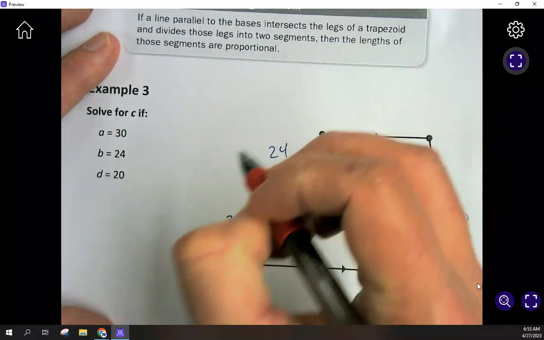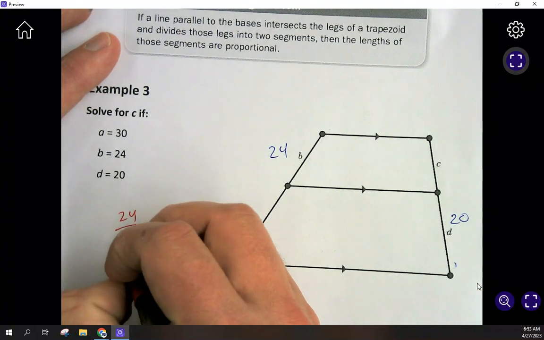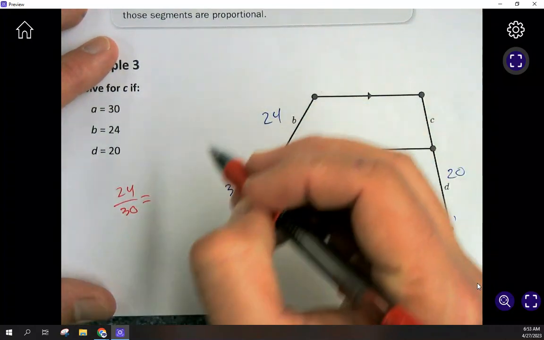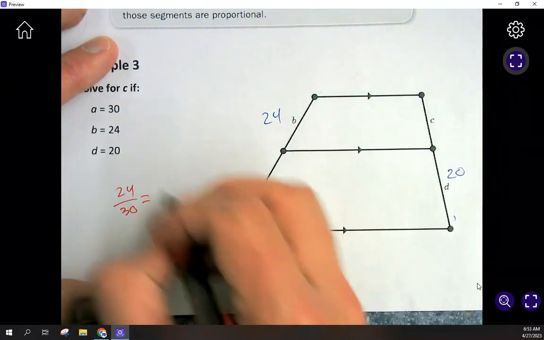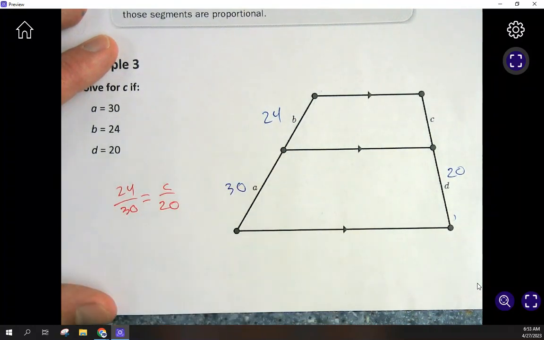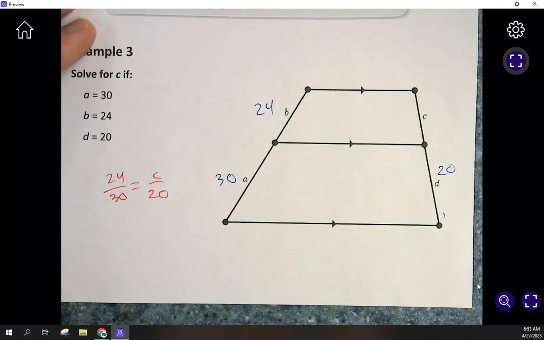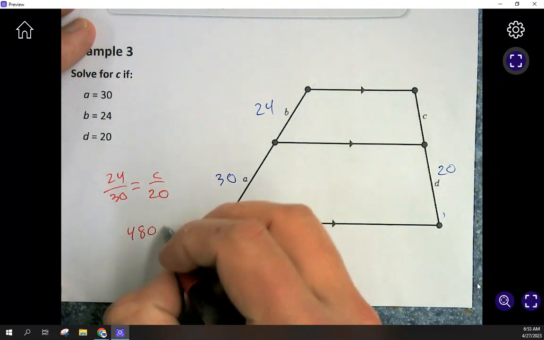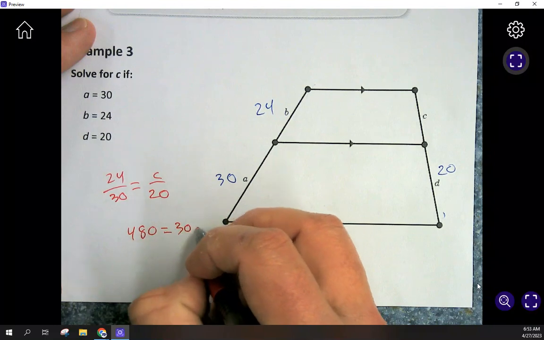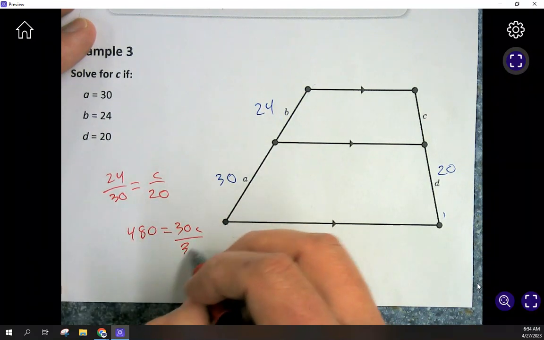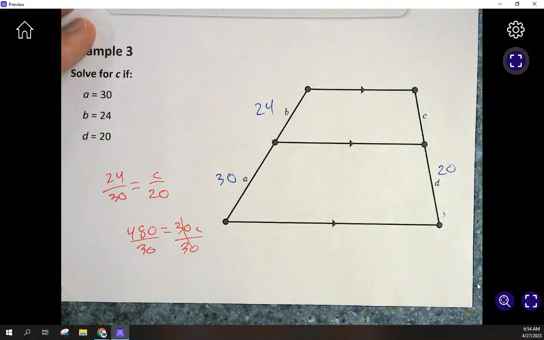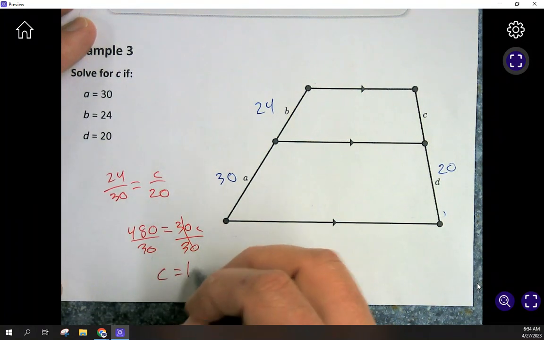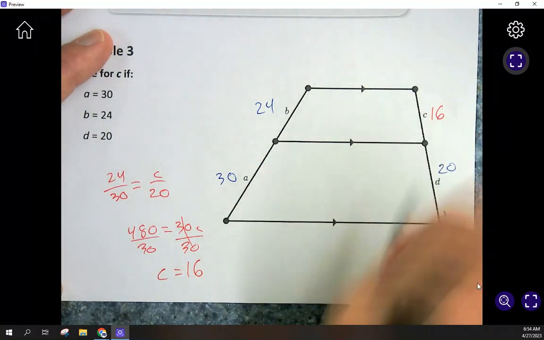So I can say 24 will compare to 30 the same way. And then make sure you're consistent. I went from top to bottom. C compares to 20. I'm going to go ahead and cross multiply those. 24 times 20 is 480. 30 times C is 30C. Divide both sides by 30, and 480 divided by 30 is 16. So C must be 16.